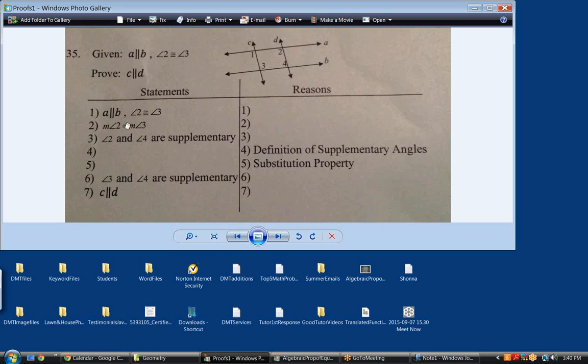And how much detail you have to do. In other words, you can't just assume that the measurement of angle 2 is equal to the measurement of angle 3. You have to actually state that and back it up with a theorem. And that theorem is going to say something to the order of congruent angles have the same measurements. All right, number 3. Angle 2 and angle 4 are supplementary.